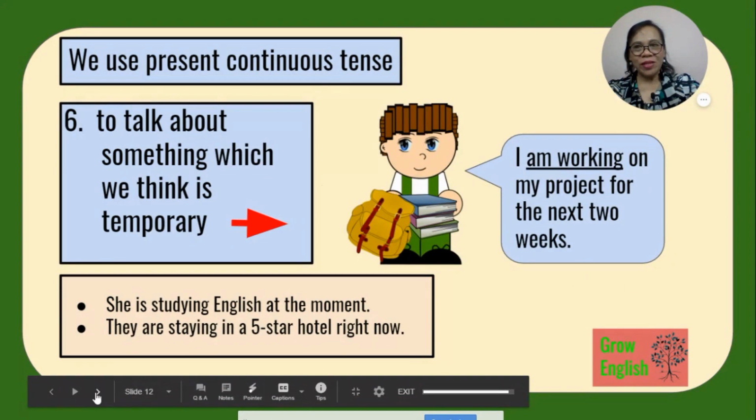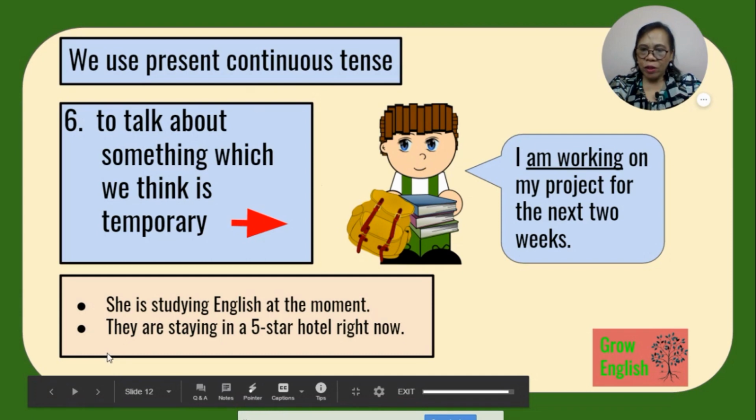Let's go to rule number 6. We use the present continuous tense to talk about something which we think is temporary. When you say temporary, not regular, okay? It just happened for a short period of time. That's what you call temporary. We have here the example. The boy said, I am working on my project for the next 2 weeks. So this boy is not going to work on his project for 1 month, but only for the next 2 weeks. Okay. We have here the verb phrase, am working, and we have here the time element, next 2 weeks.